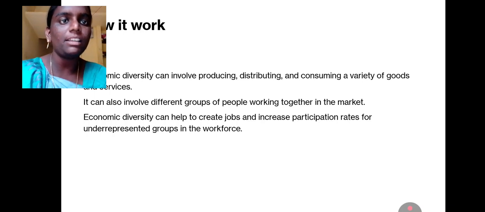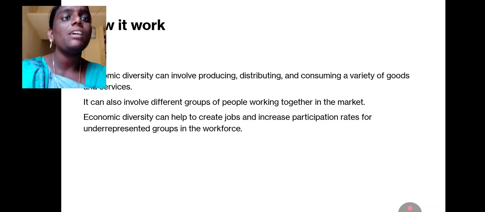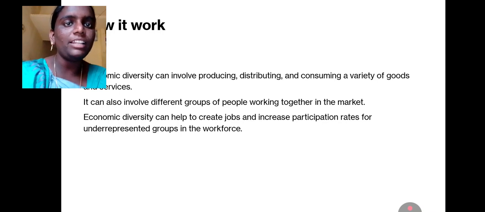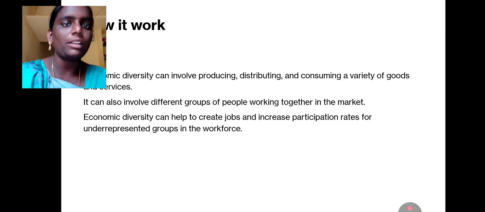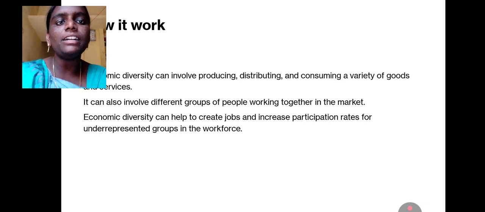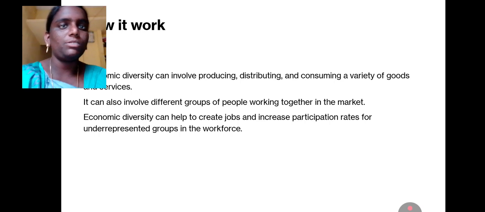Economic diversity involves the production and distribution, and the consumption of a variety of goods and services. It can involve different groups of people working in the market. Economic diversity creates jobs and increases the participation rate of underrepresented groups in the workforce.